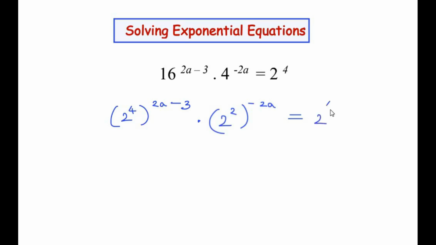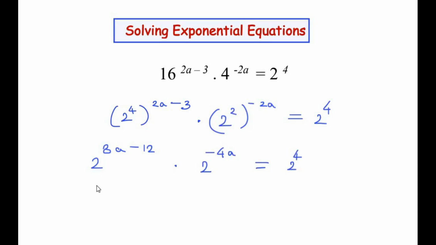Now here again, making use of laws of indices, we can multiply the powers. So here we have 2. Now 4 multiplies with 2a giving us 8a, and 4 multiplies with negative 3 giving us negative 12 times 2 to the power of, the powers will get multiplied. So 2 multiplied with negative 2a gives us negative 4a is equal to 2 to the power of 4.